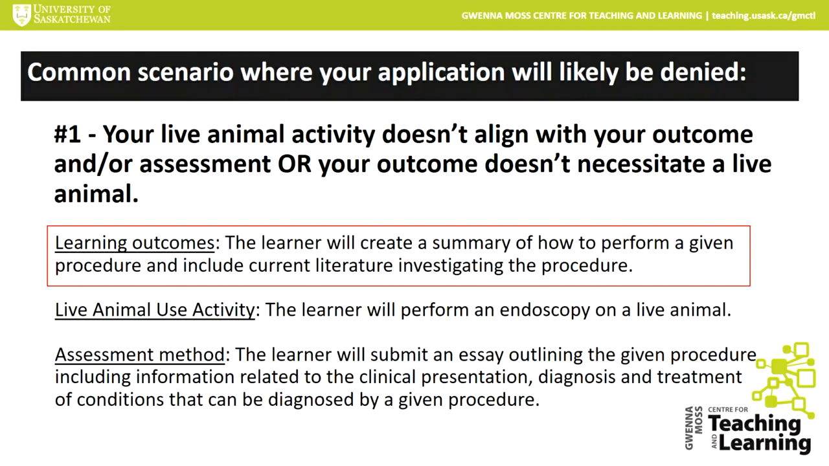So if we go back to our original example and look at the identified outcome, the learning outcome asks learners to investigate the literature and create a summary of how to perform the procedure, and then learners were assessed by submitting an essay related to their findings. So in this case, a live animal use was not the best learning activity. It didn't align with that stated learning outcome or with the assessment method. And in this case, the learning outcome was removed from the application.